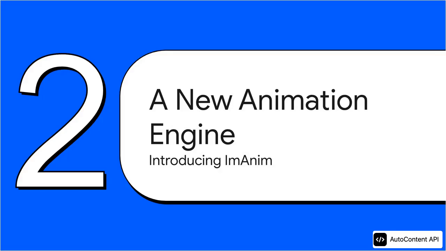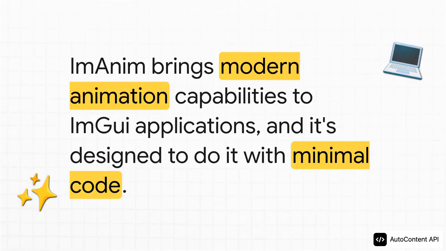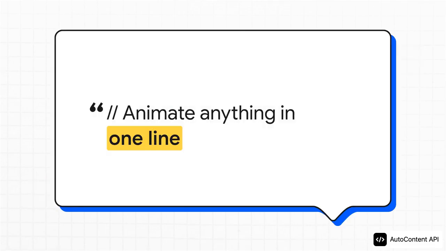But what if it didn't have to be like that? Well, that's where IMAnim comes in. It's a new animation engine, and it was built from the ground up for one reason: to solve this exact problem, specifically for the Dear ImGui community. So the big idea here is simple. Bring all the power of modern animation into your ImGui apps, but, and this is the key part, without the headache. It's all about doing it with as little code as possible, fitting right into the workflow you already know and love.